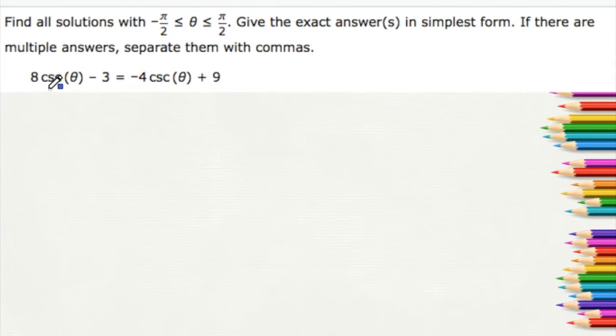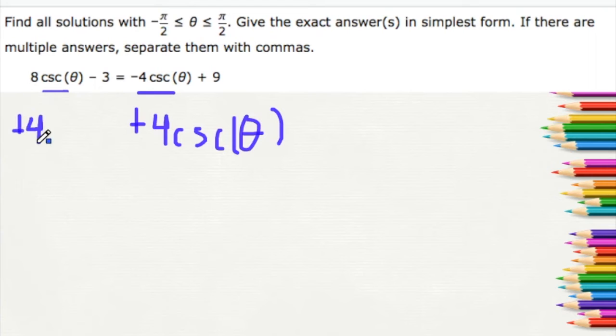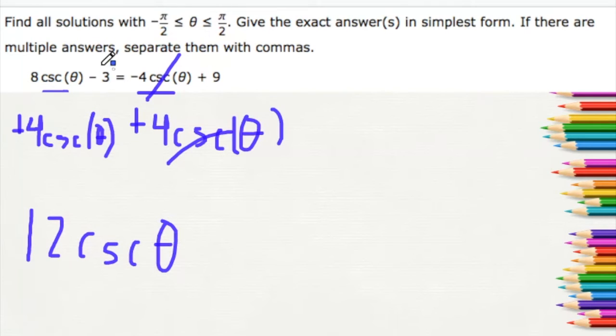Let's look at the middle one. 8 cosecant of theta minus 3 equals negative 4 cosecant theta plus 9. What do you do? You combine the cosecants and you combine the numbers. For negative 4 cosecant theta, you add 4 to both sides, then 8 cosecant plus 4 cosecant is 12 cosecant. With the minus 3, you add 3 to both sides. The left side cancels, and on the right side, 9 plus 3 is 12.